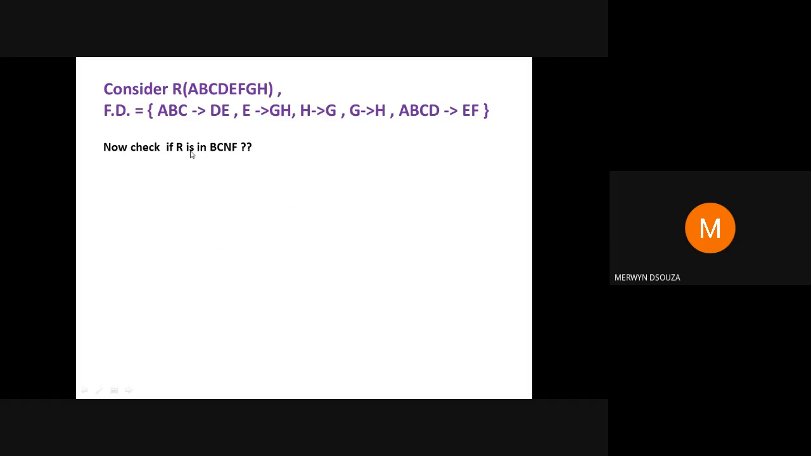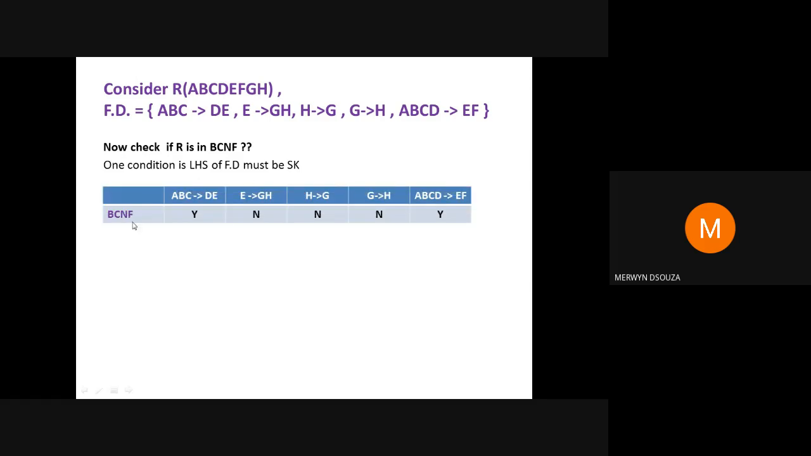You need to know the conditions for BCNF. If you're going to check whether R is in BCNF, one of the conditions is that the left hand side of the functional dependencies must be a super key. So you need to check each functional dependency. I have made a table like this to check whether each functional dependency is in BCNF, and I've written each functional dependency from here in this tabular form.